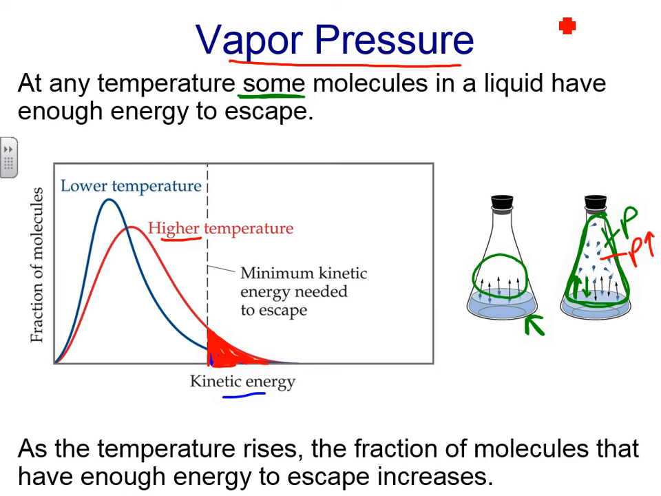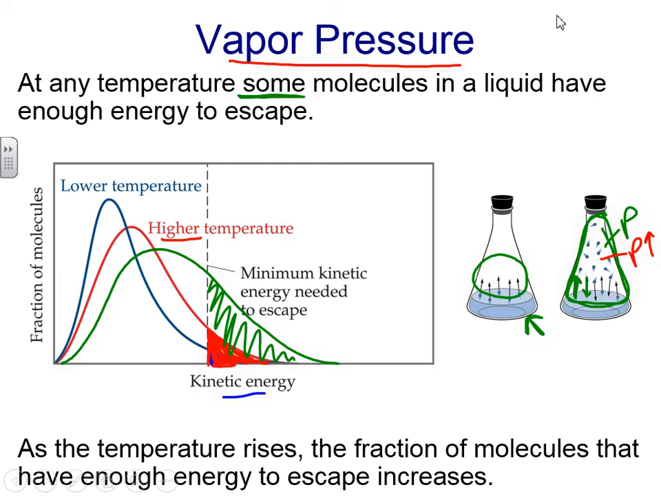And then if you have a third temperature that's even higher, then this can be drawn out even further, like so. You'll have a large number of molecules having enough energy to escape. So this kind of shows you that as you increase the temperature, the vapor pressure increases. And that should make sense, but you can actually graph this.